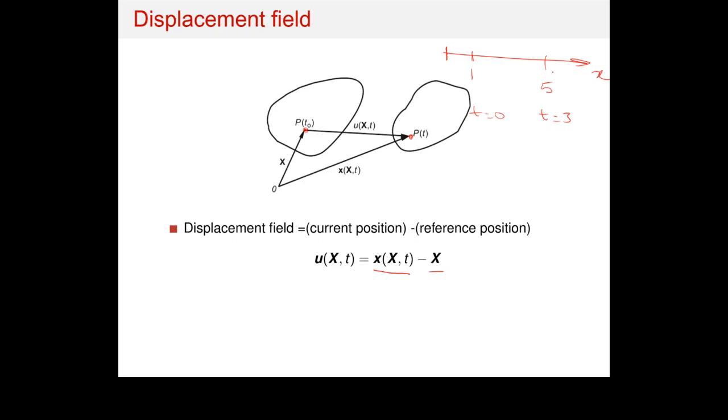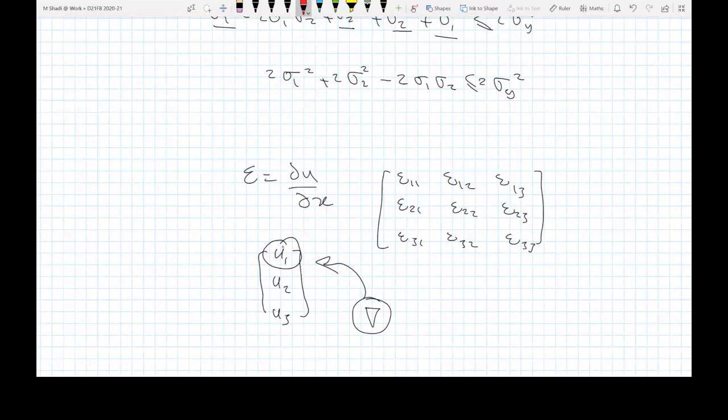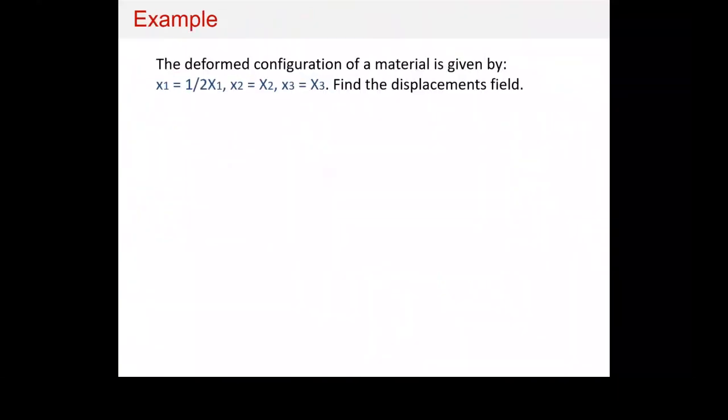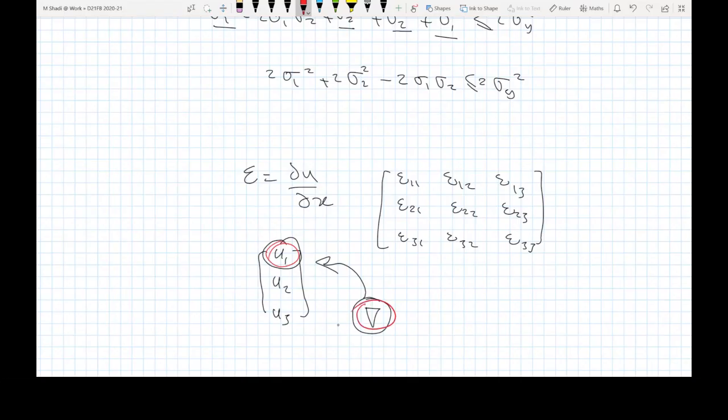So what is the displacement of this car? The displacement is 5 minus 1. It's basically 4. All right, so this is exactly the same thing, just generalized into vectors. So it is the new one minus the old one. So this is the displacement field: the current position minus the reference position. Now I have the displacement. I'm just going to solve probably one example or two before we move into the gradient operator.